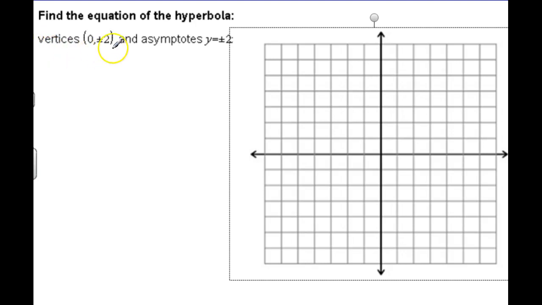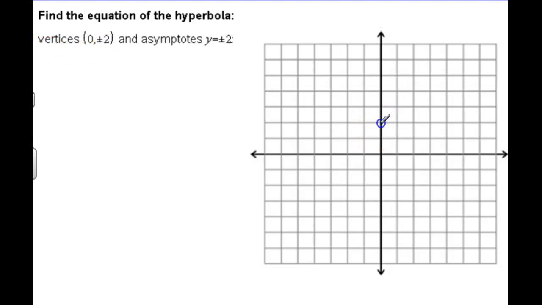So the first thing I see is vertices are at 0, 2, so there's a vertex right there, and there's a vertex right there. Right away, you know the center's got to be there. So the distance from the vertex to the center is a. So a must be 2. Right away, just from knowing this, we know that a is equal to 2.